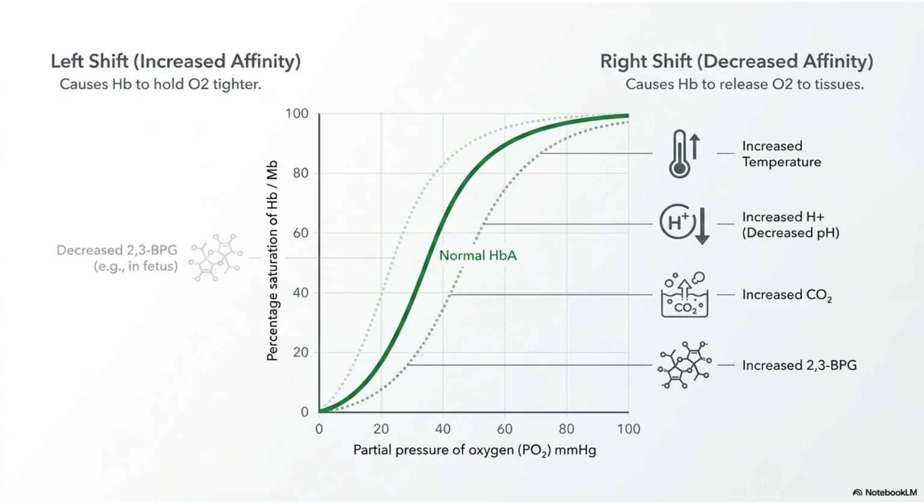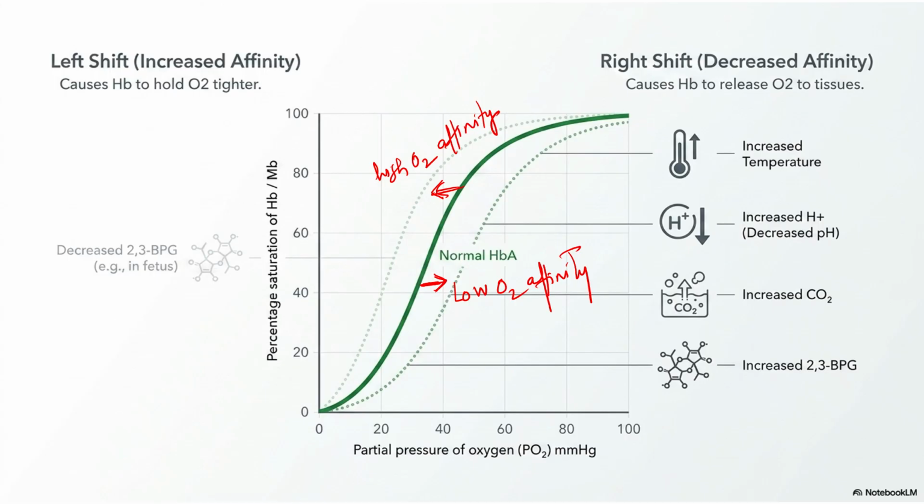Now understand what is left shift and what is right shift. Left shift means if the curve is shifting to the left side, it has high oxygen affinity. High oxygen affinity if it is shifting to the left side. Is it clear? And if it is shifting to the right side, it means it has low oxygen affinity.